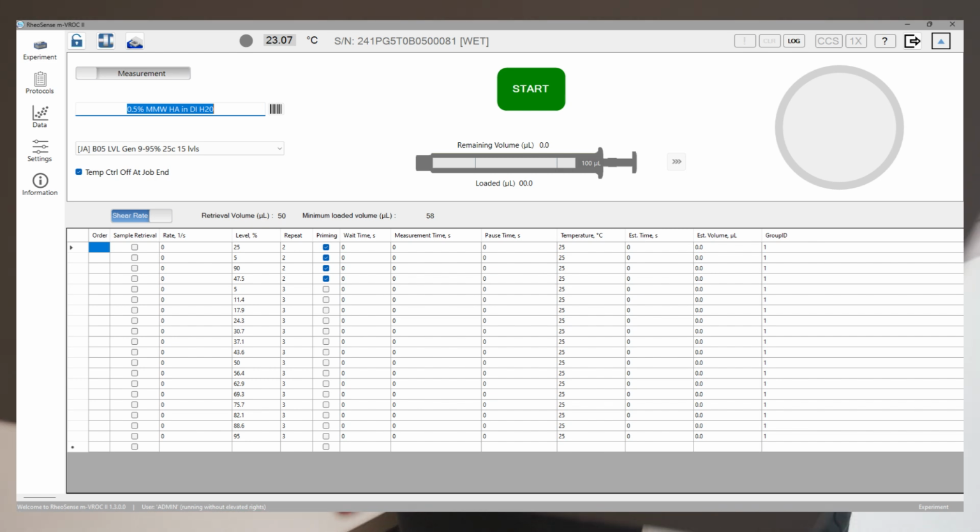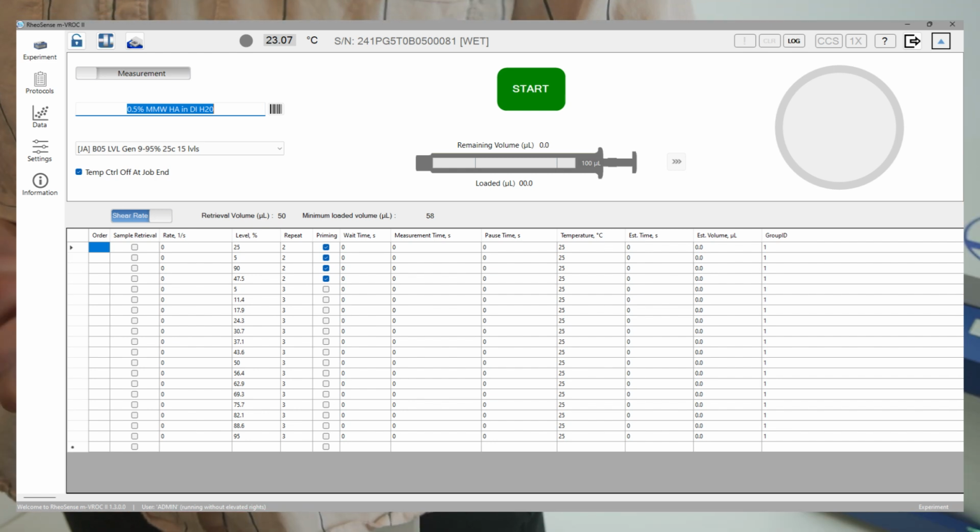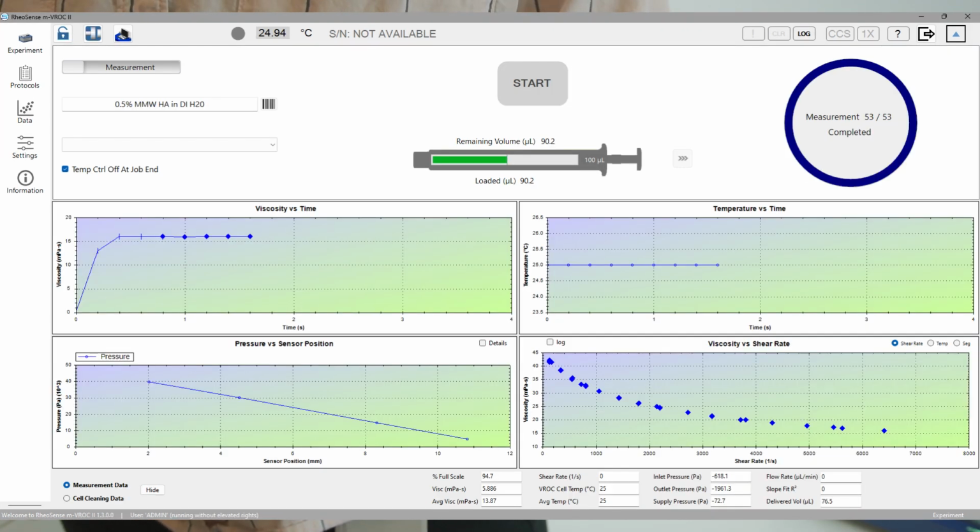Some differences from the microvisc is this will be much more automated. Rather than having to type in each individual rate when the last measurement ends, I can set it all up right here, press run, and go do something else while the shear rates are being tested. Here we can see that the system is testing at different shear rates using the same loaded volume. That means I don't have to worry about running out of volume and reloading the syringe. I can set it and forget it.